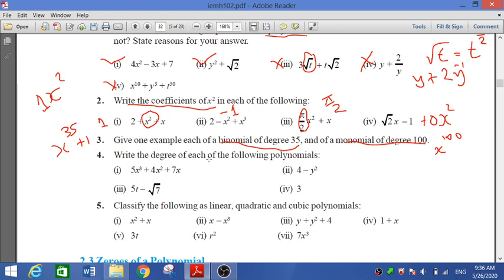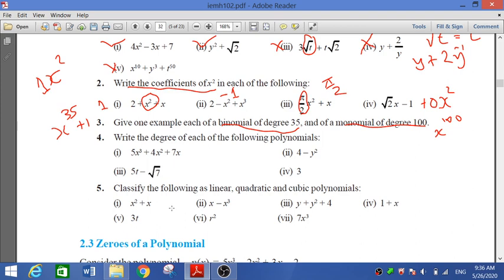Now write the degree of each of the following polynomials. We have already discussed yesterday that the highest power is called the degree. So here write the degree of each polynomial. Here x to the power 3. So here the degree is equal to 3.